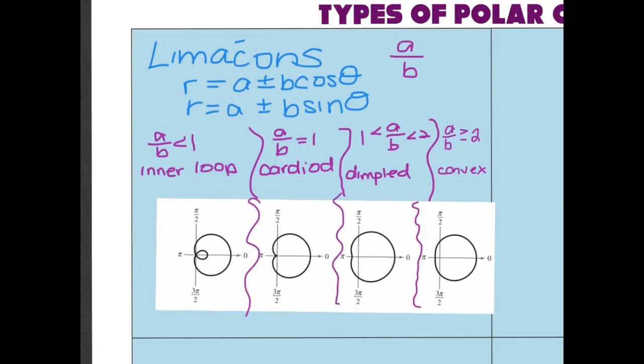Once you've established that it's a limicon, you want to establish what kind of limicon it is, and then go from there. Then look at symmetry, which we'll talk about in a little bit, and then go into plugging in points to find your actual shape.